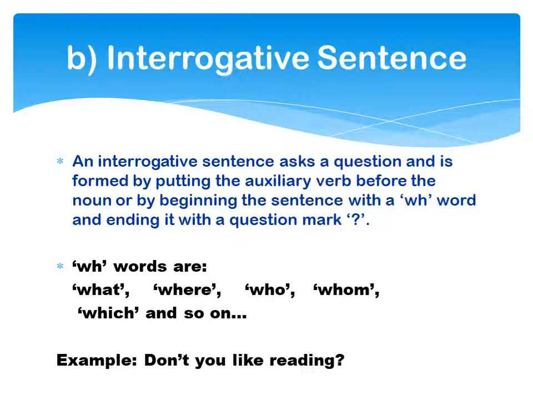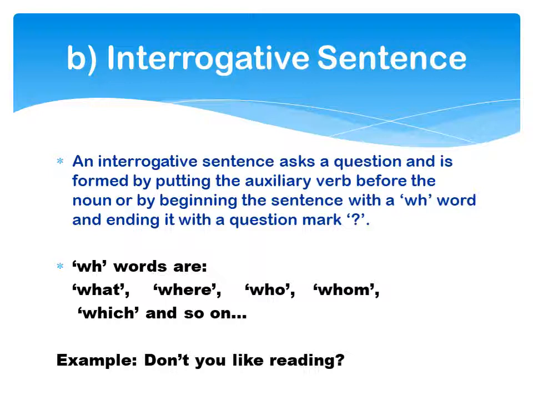Interrogative sentence. An interrogative sentence asks a question and is formed by putting the auxiliary verb before the noun or by beginning the sentence with a WH word and ending it with a question mark. Now students, before we go to the example, what is an auxiliary verb? We know that auxiliary verbs are those which are the helping verbs.